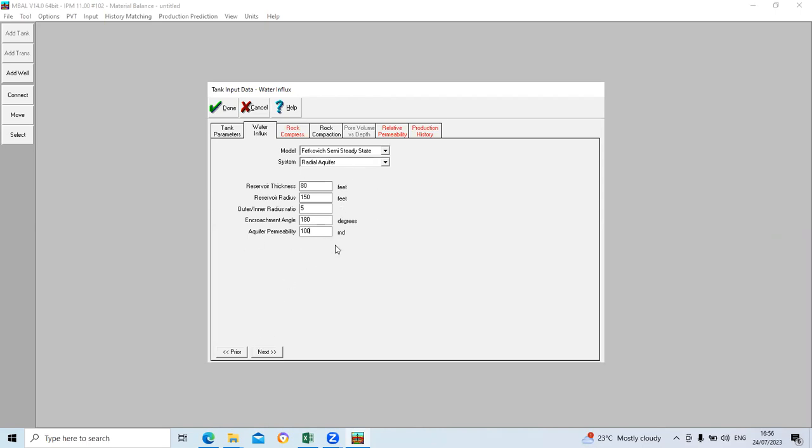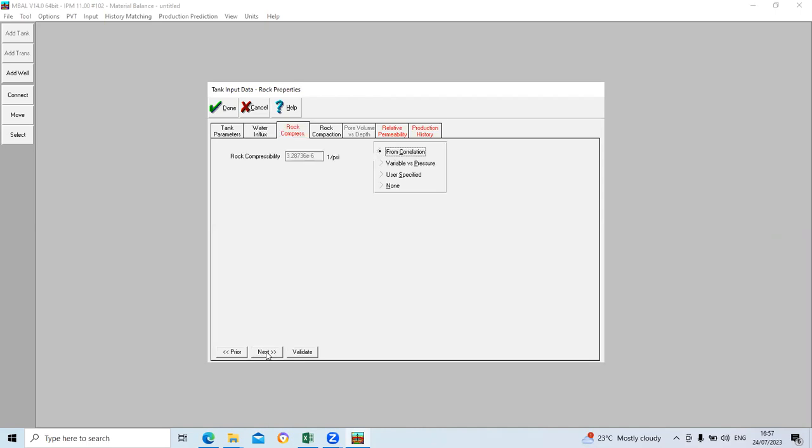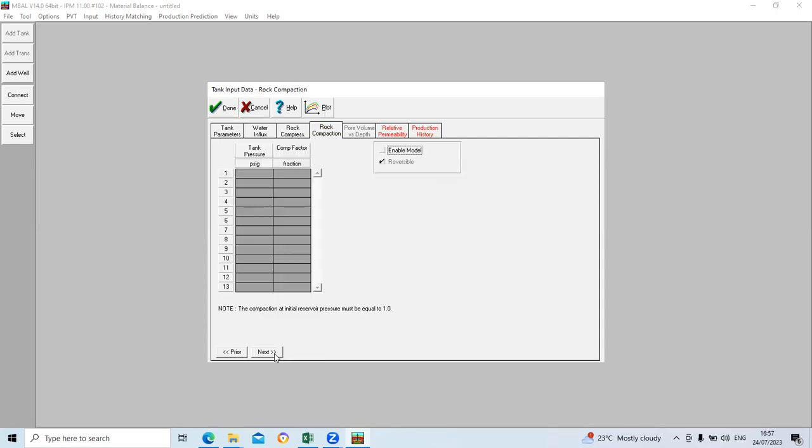So this is the model that we are going to use to simulate the behavior of the aquifer as production is taking place. We'll go now to the next. Our rock compressibility, we'll just leave that from correlation, but if you have a particular value for it, you could also input it. We have our rock compaction, the rate at which the rock is compacting as you're doing production. If you have the data, you can also input it there, but it's not a must.